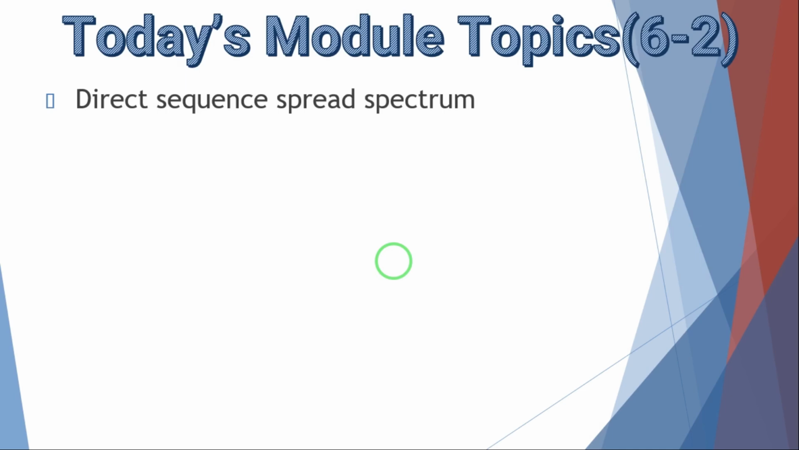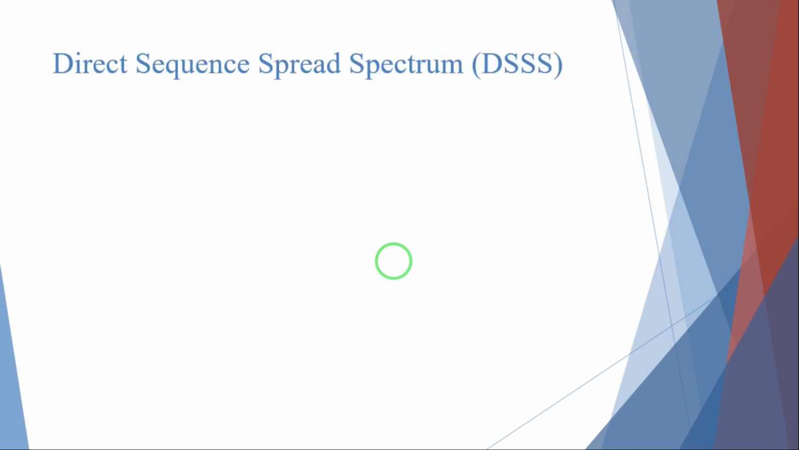In our previous lecture, we studied the spread spectrum technique: what spread spectrum is, why we need it, and what its applications are. Then we discussed the PN sequence, that is the pseudo noise generator, why it is required, how we generate it, and what its properties are. So today, let's study direct sequence spread spectrum.